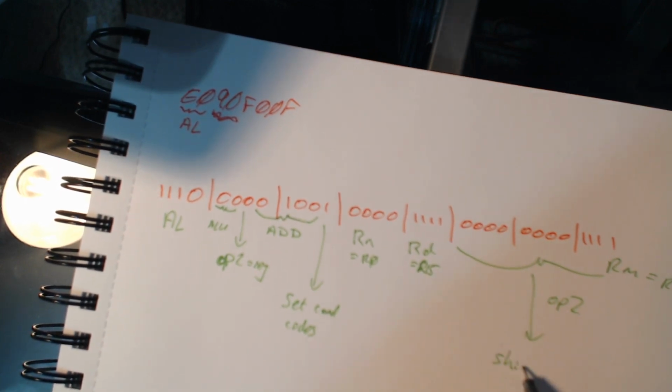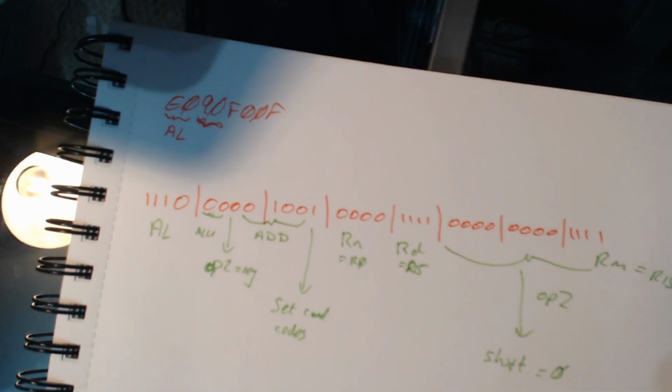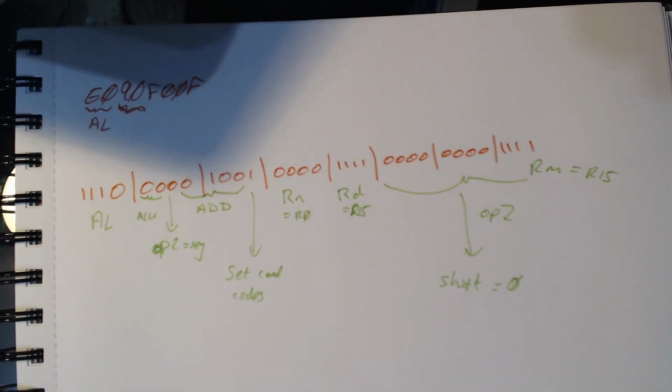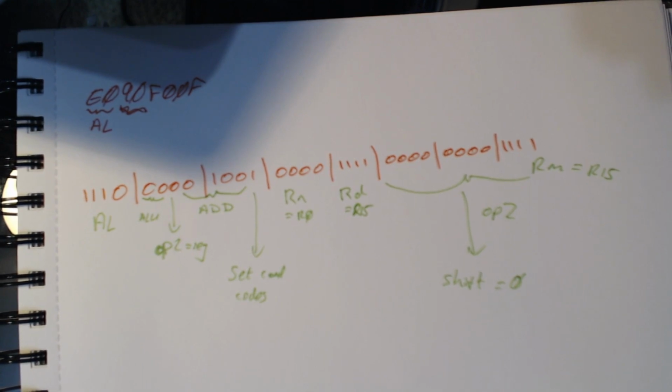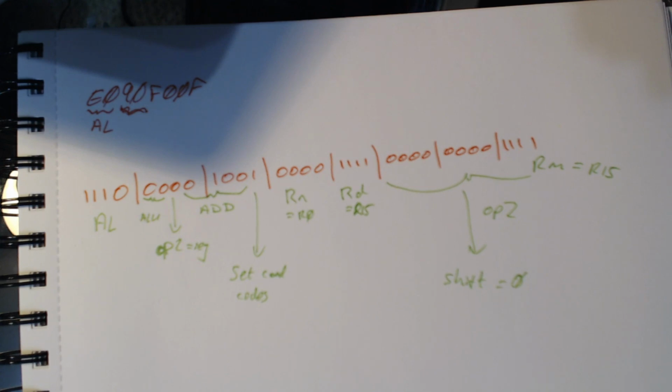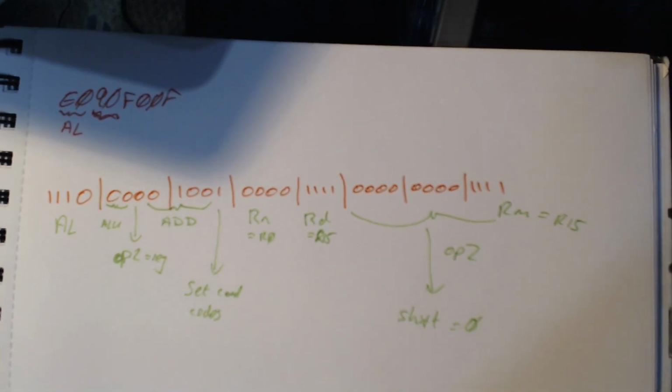So shift equals 0. It doesn't matter what that is, because whatever kind of shift it is, it's doing it by nothing. But it happens to be an immediate shift amount. The shift type of whatever. Right, so that is my problem.